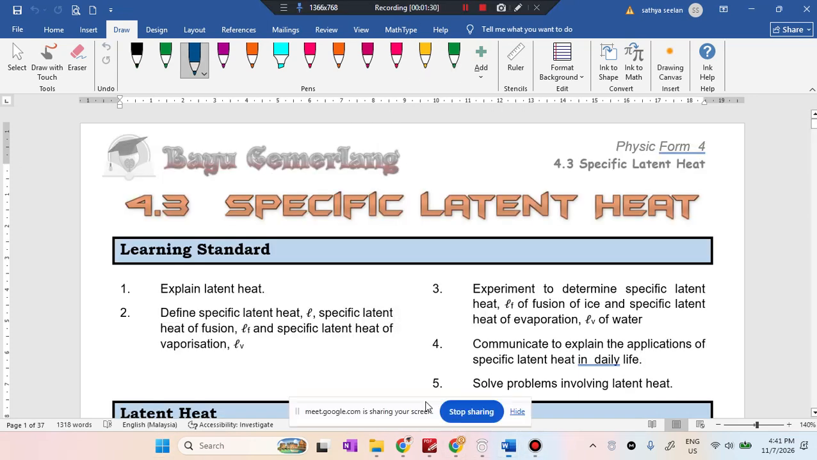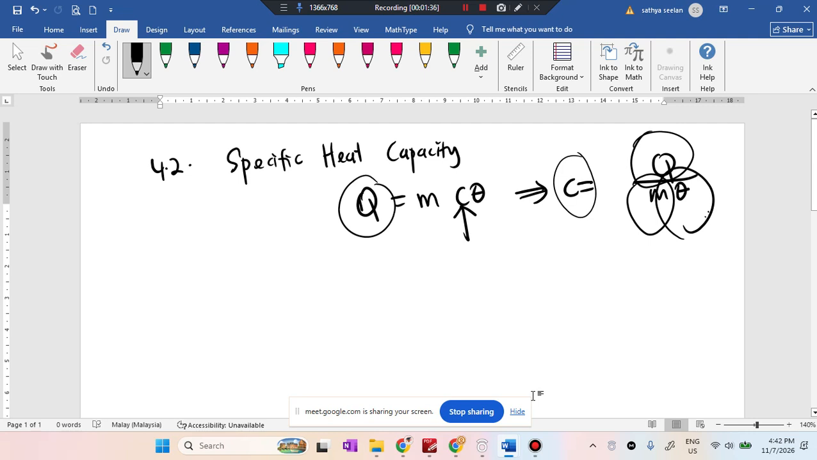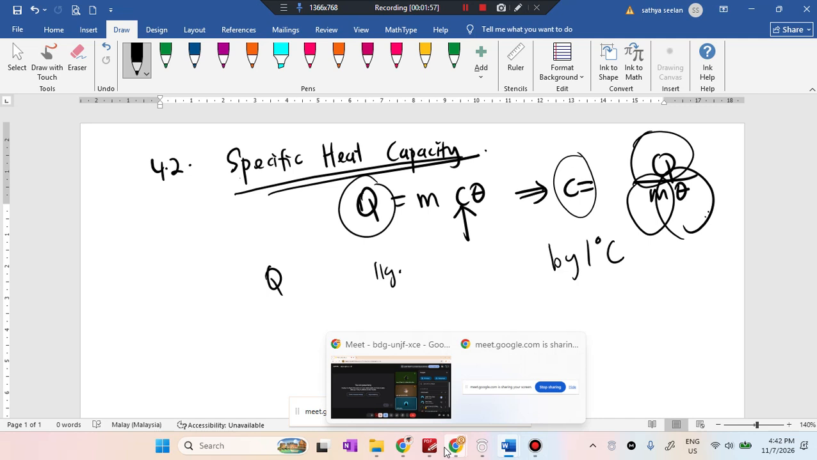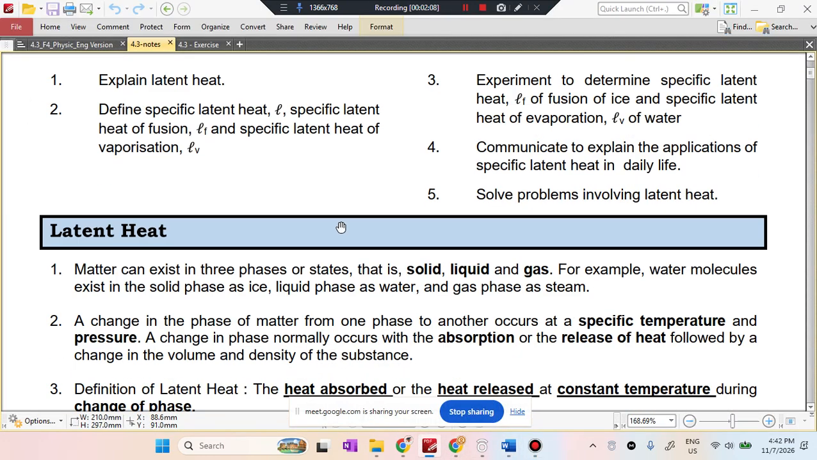Okay, now we go into latent heat. What is the proper definition of specific heat capacity? The amount of heat energy needed or required for a 1 kg substance to raise its temperature by 1 degree Celsius. That is what the definition should be. So for 1 kg of this substance, how much heat does it need so that it can raise its temperature by 1 degree Celsius. Okay. Latent heat next.